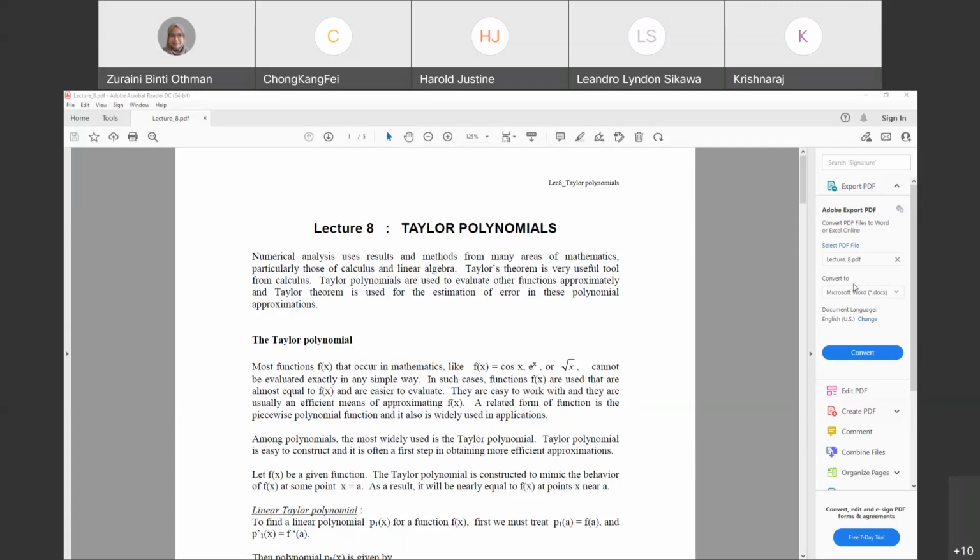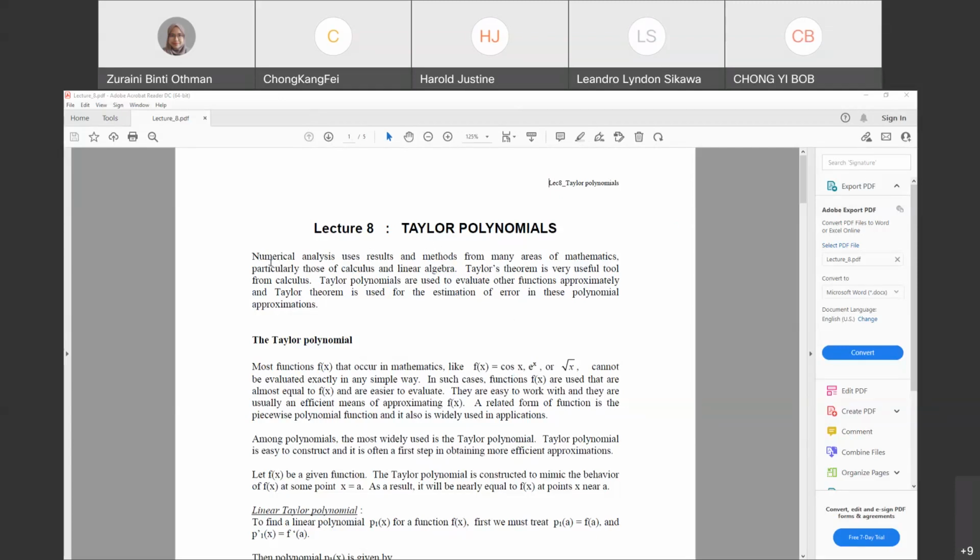Okay, now this is lecture 8, Taylor polynomial. Okay, what is Taylor polynomial? Polynomial is one polynomial which is dia ada satu siri persamaan. Okay, and this is Taylor polynomial.